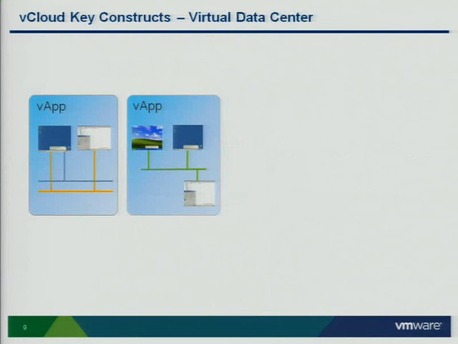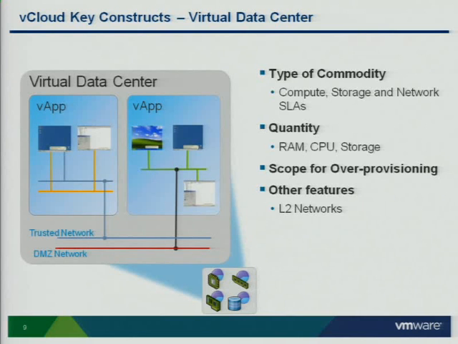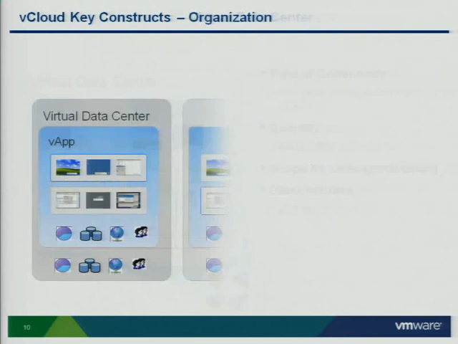But vApp itself, as a construct, needs a place where it can run. And this place is called a virtual data center. Basically, a virtual data center is a set of resources. It is a set of memory, CPU, storage, and network. Also, there's a commodity of these resources, and there's a certain SLA.